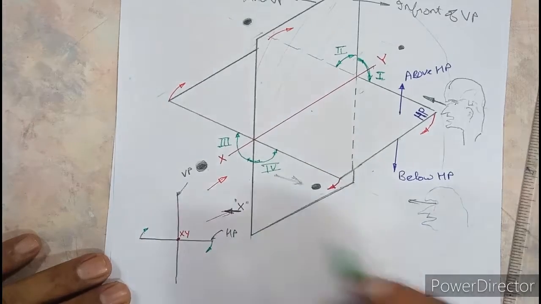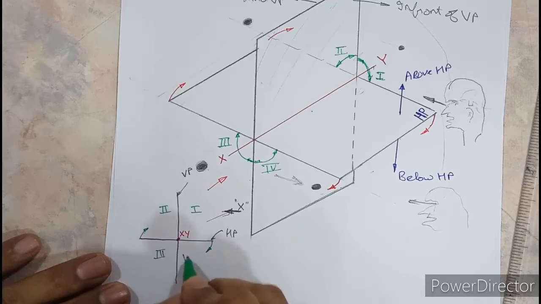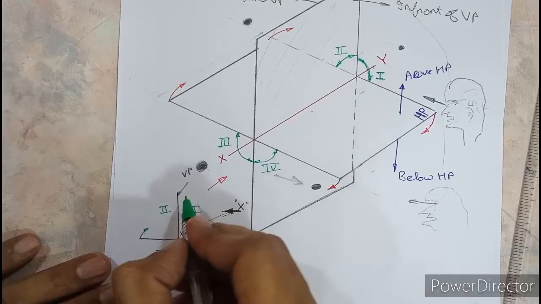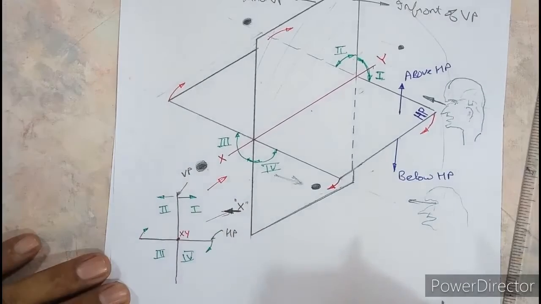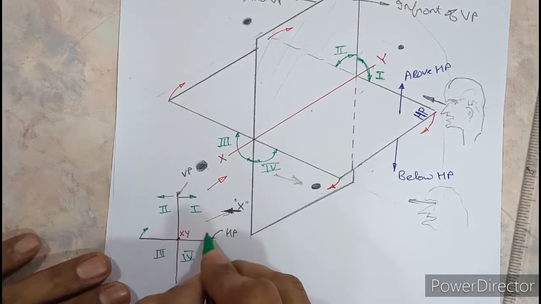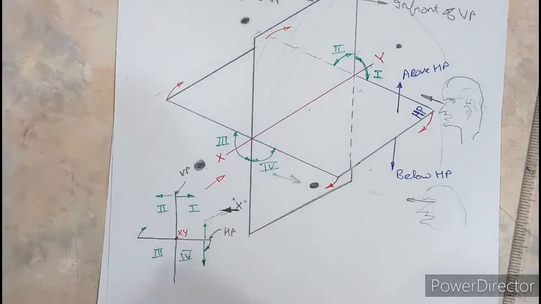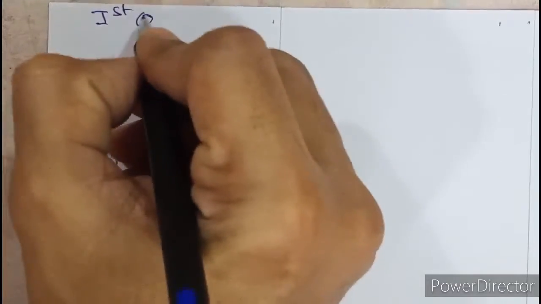Apart from that, this is our first quadrant, this is the second quadrant, this is the third quadrant, this is the fourth quadrant. And see, the observer is on this side once again. So remember that this portion is called in front of VP and this is called behind VP. With respect to the observer, in front and behind, and this is above HP and below HP. So all these terms you have to learn in projection of points and lines. Let us now start understanding projection of a point in the first quadrant.